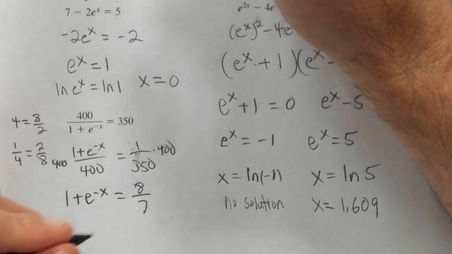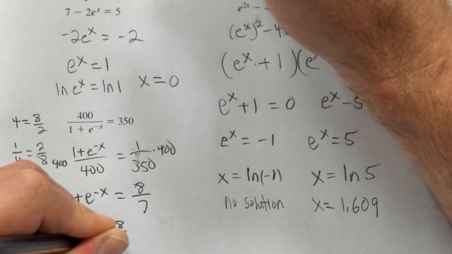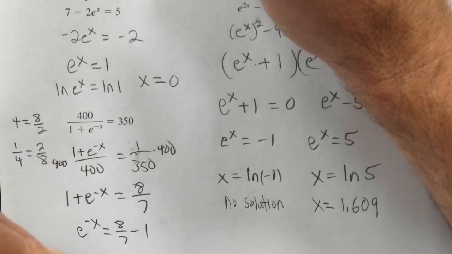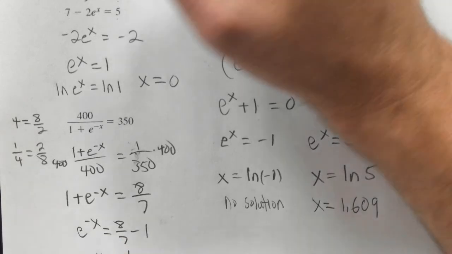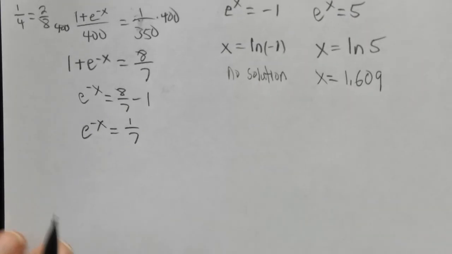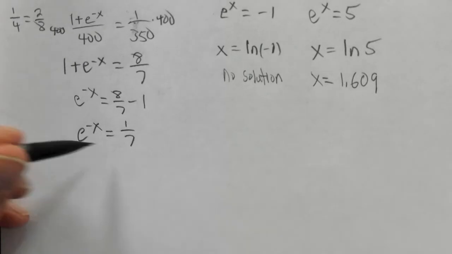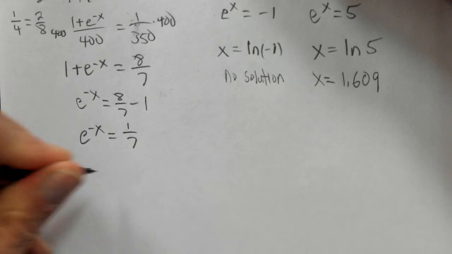All right, what do we want to do now? How about subtracting 1 from both sides? E to the negative x equals 8 over 7 minus 1. So now e to the negative x would be equal to 1/7 when I subtract those two, right? Okay, so we're getting closer now. What do we want to do now? Take the natural log of both sides to get this negative x out of the exponent.